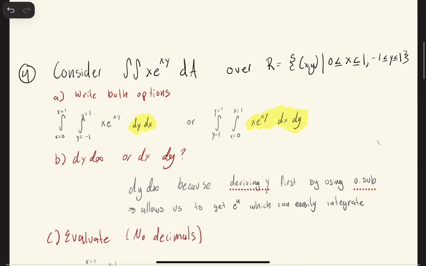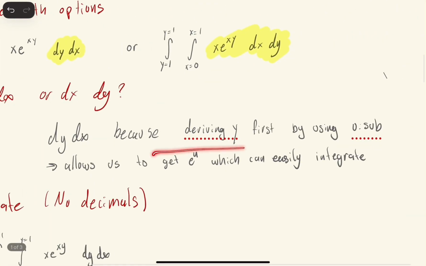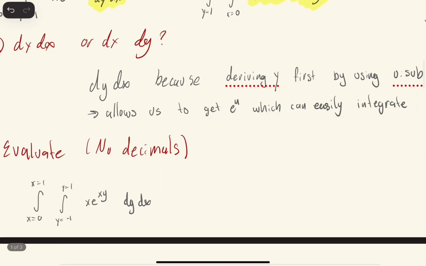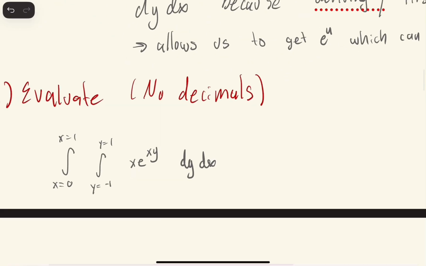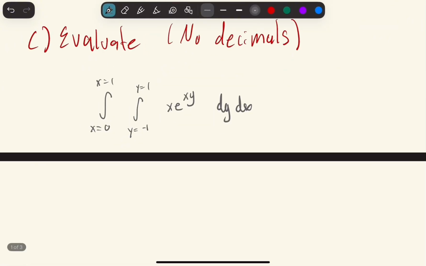We have x going from 0 to 1, and y going from -1 to 1. Ultimately I had to decide on dy dx, because when integrating with respect to y first, we can use u-substitution, and this gives us e to the u, which we can easily integrate because e to the u is e to the u. This is where we evaluate, and I'm a little mad at myself, because I was so close yet so far.